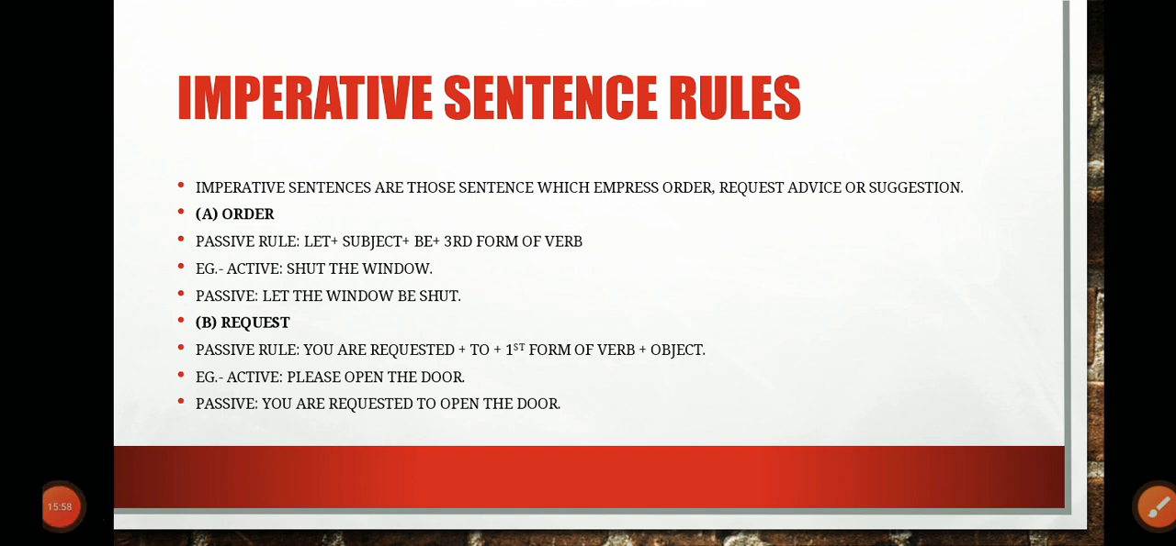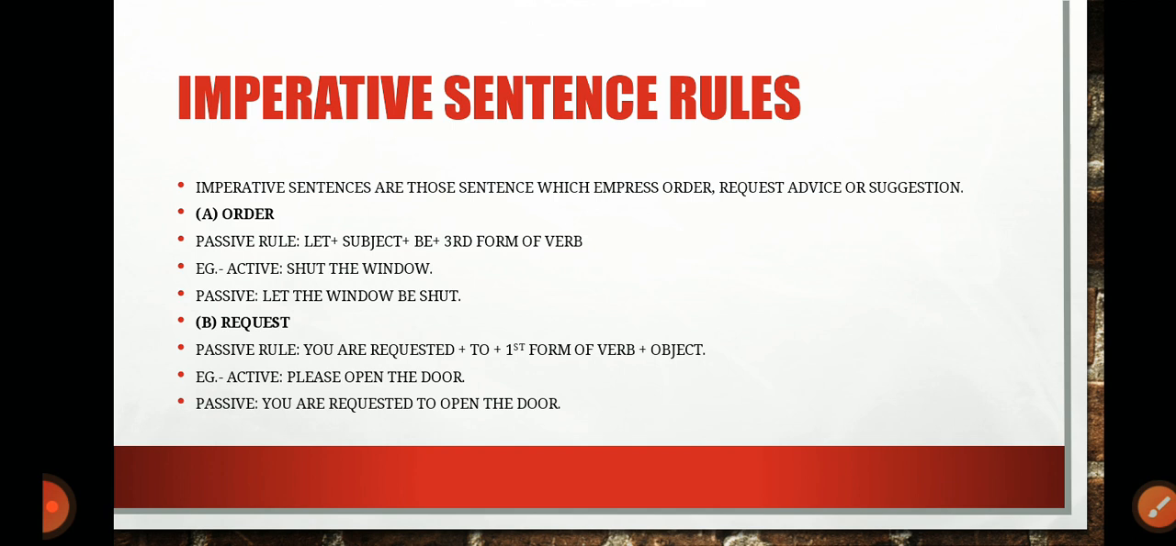Okay children, now let me tell you what imperative sentences are. Imperative sentences are those sentences which express order, request, advice or suggestion. These four things make the imperative sentence. So while you are converting an imperative sentence from active to passive, what are the rules? If it's an order, in the passive rule, let plus subject plus be plus third form of verb will be used.